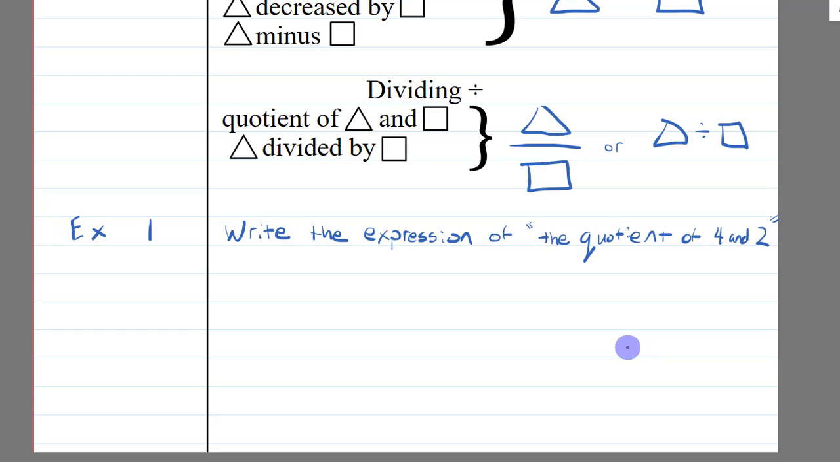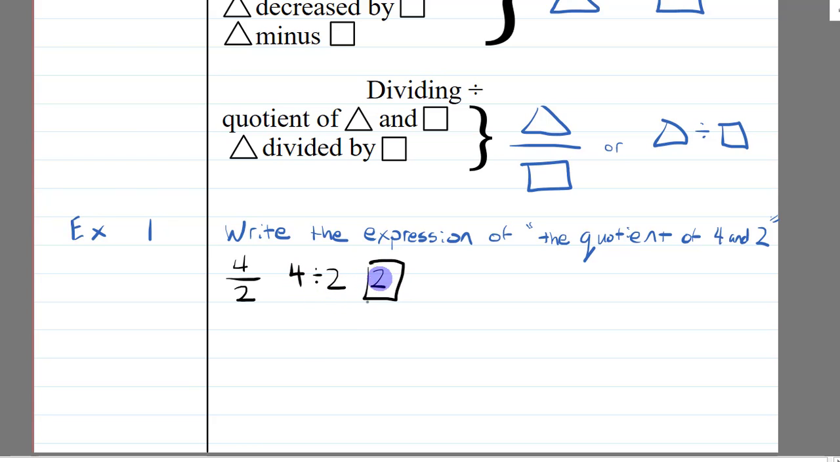Let me walk around and see how we're doing. Looks like about half of us got it. Few people didn't write things, few people got it wrong. So this one is just going to be 4 divided by 2, written as a fraction or with the division symbol. Either of those would have been fine, and that simplifies to 2 if you want to simplify it.